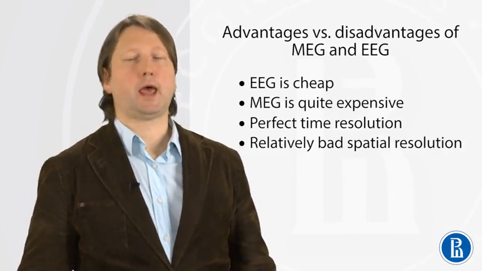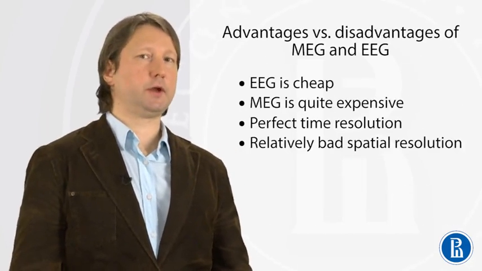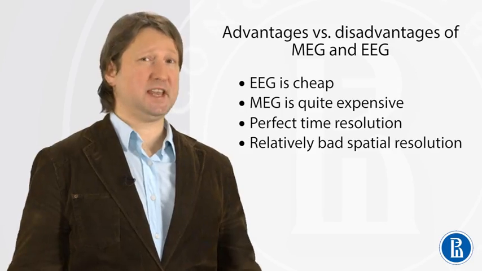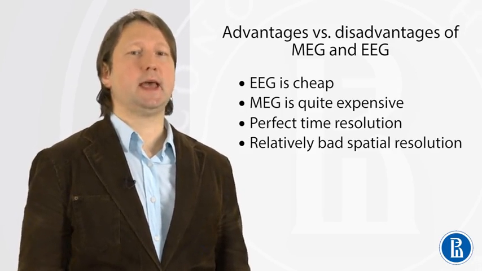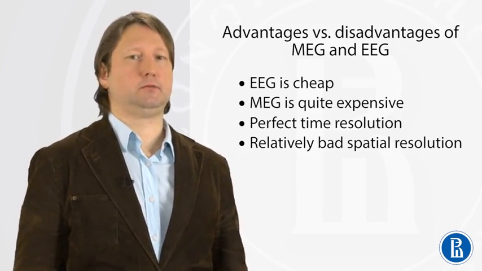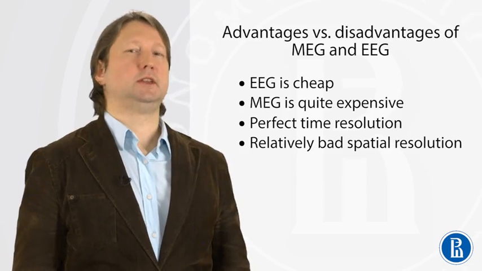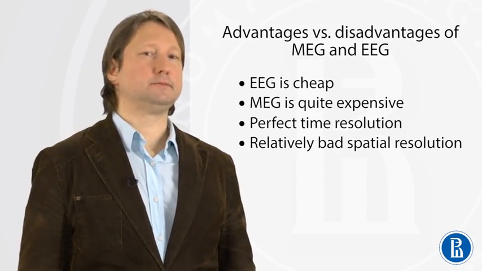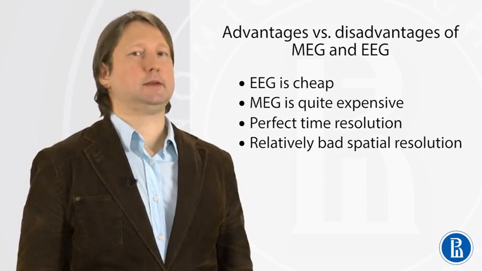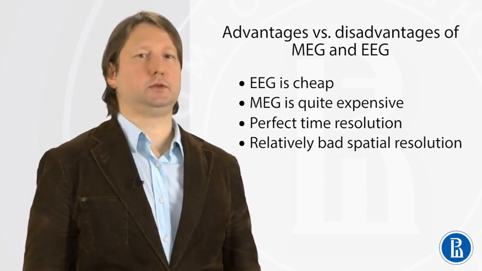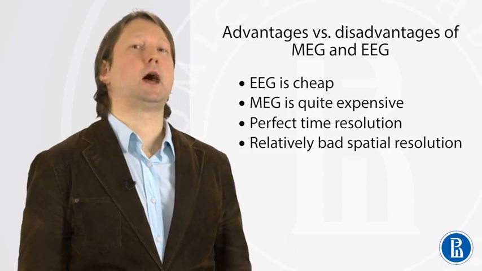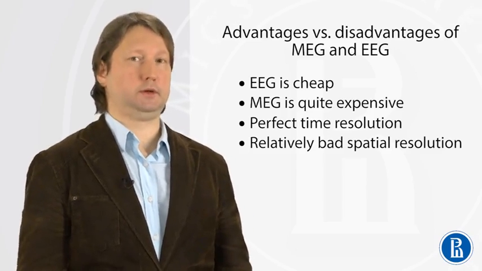So overall, MEG and EEG methods are strongly recommended if you would like to study different stages of decision making. Both methods have excellent time resolution. The EEG method is quite cheap, but the MEG device is relatively expensive. Unfortunately, both methods do not have optimal spatial resolution, but both methods are becoming more and more popular in neuroeconomics.